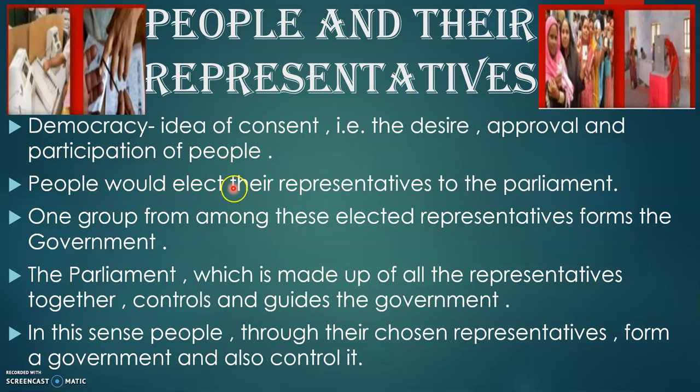People would elect their representatives to the parliament. One group from among these elected representatives forms the government. The parliament, which is made up of all the representatives together, controls and guides the government. In this sense, people through their chosen representatives form a government and also control it.